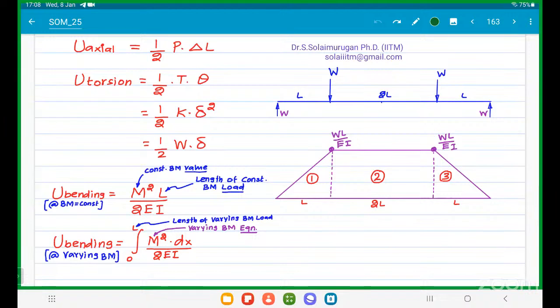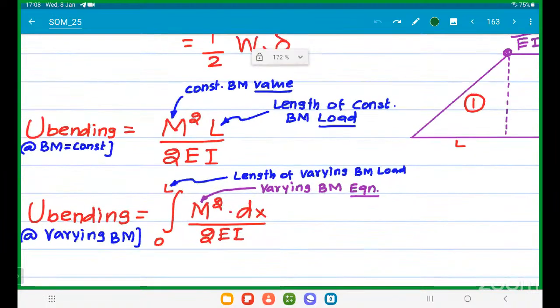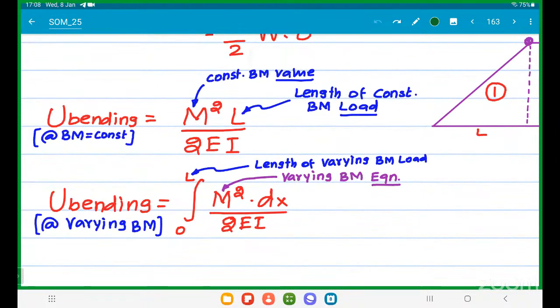Strain energy due to torsion: three formulas. Next, strain energy due to bending: two formulas. Two types of bending moment are available: constant bending moment and varying bending moment. If it is constant, strain energy due to bending moment is equal to M square L by 2EI. What is this length? It is the length over which the bending moment is applied. It is not the length of the beam.